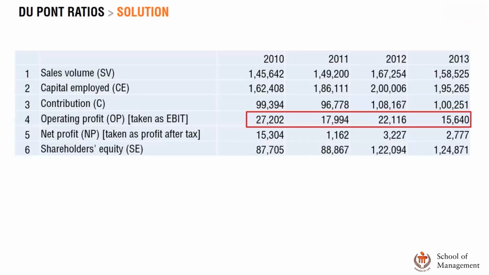Operating profit is the same as EBIT or earnings before interest and tax, and which again can be picked up from the P&L account. The net profit again is a direct figure from the P&L account, which is the profit after tax. Shareholders' equity we have already worked out when we did capital employed, which is the first line item among the 3 items in capital employed. Now therefore, with this we can straight away work out all the 6 numbers that are required for the working out of the DuPont ratios for each of the 4 years, 2010 to 2013. Now we start working out the ratios.